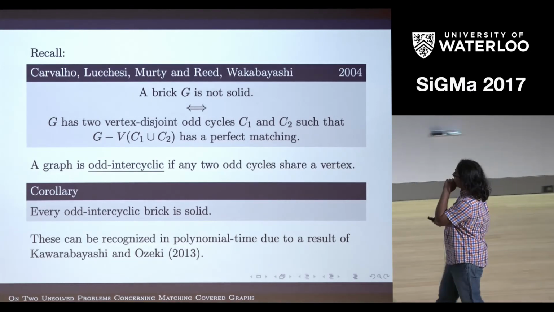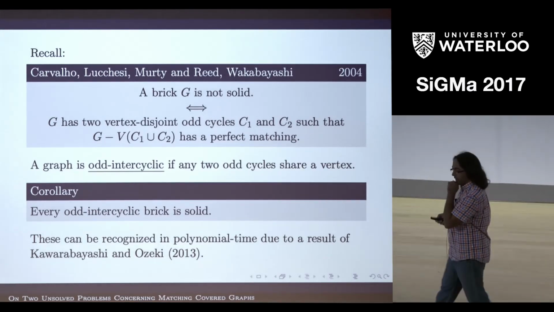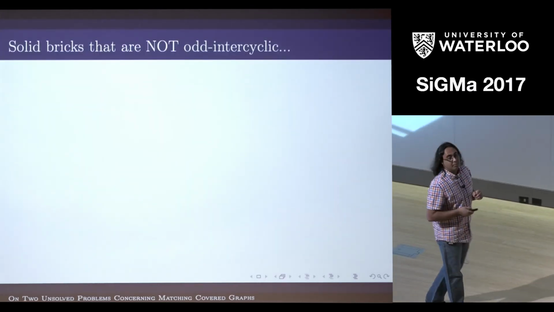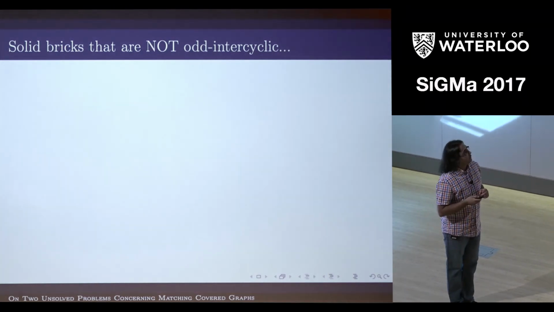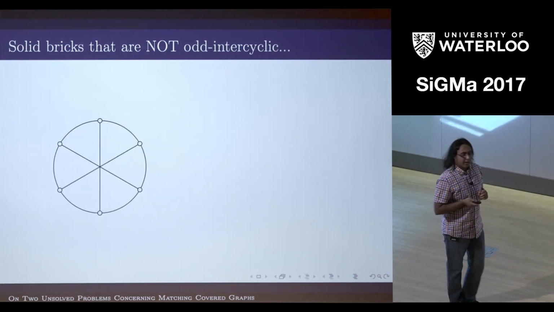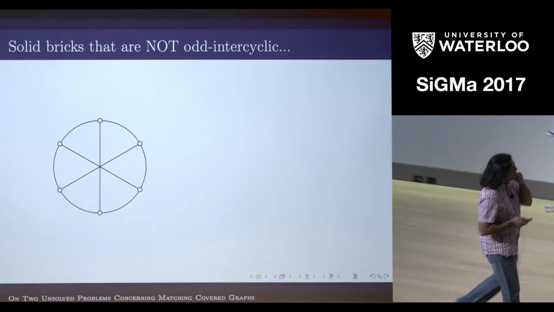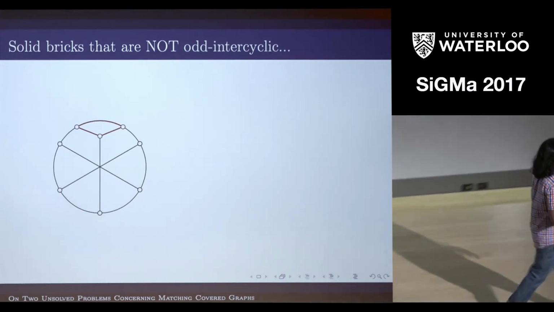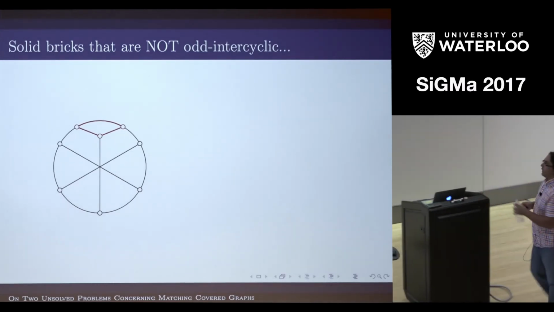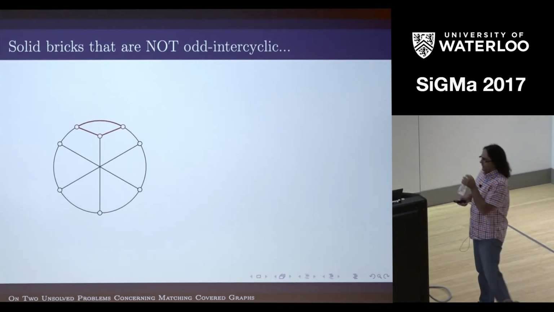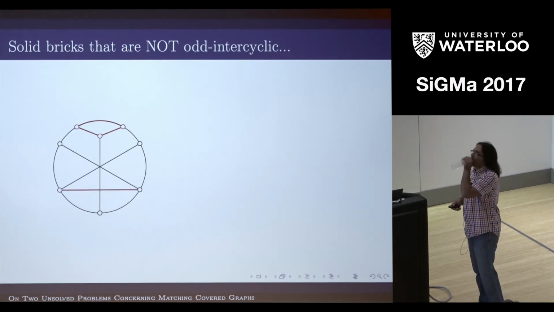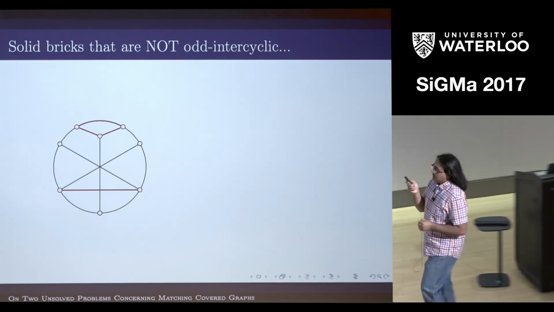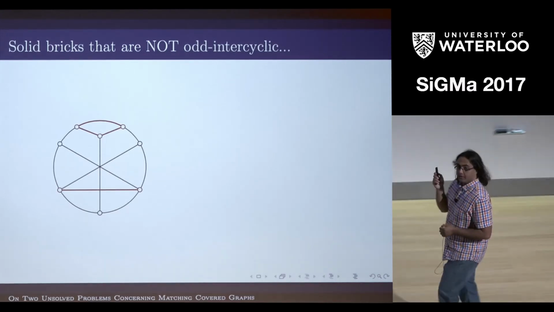So it turns out that every solid brick does not have to be odd intercyclic. There could be those that are not odd intercyclic. So let me show you an example of a family of such graphs. How are we going to construct them? We start with the bipartite Möbius ladder, in this case K33. Let me replace a vertex by a triangle. That's not a brick. I need to add one more edge because that created a tight cut there. So I'm going to add one more edge. And that gives us the smallest solid brick that is not odd intercyclic.